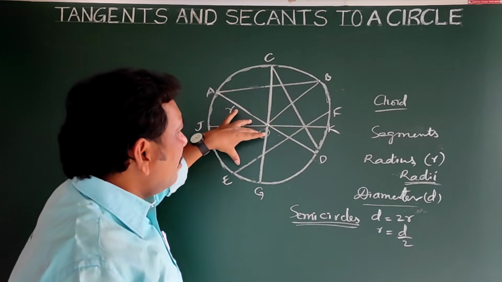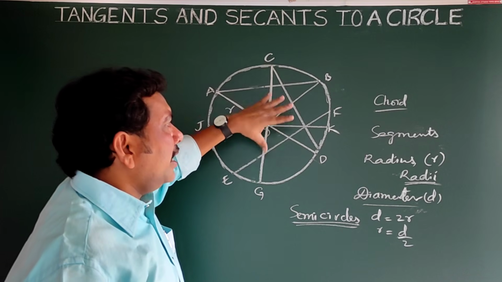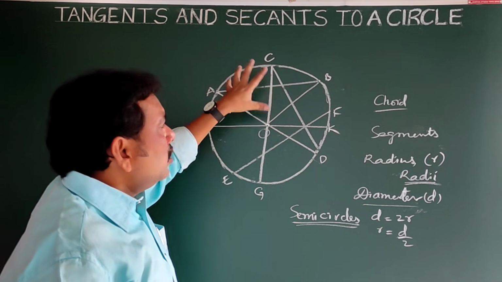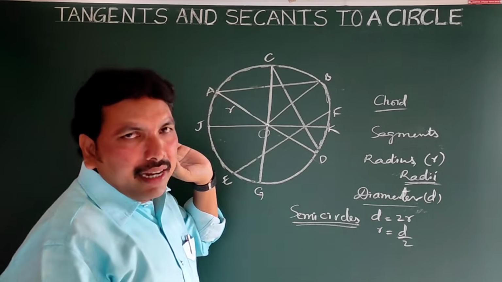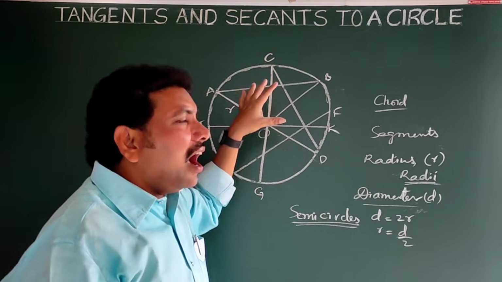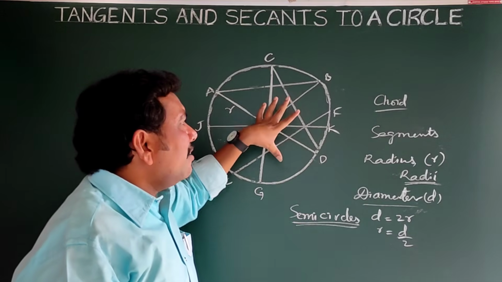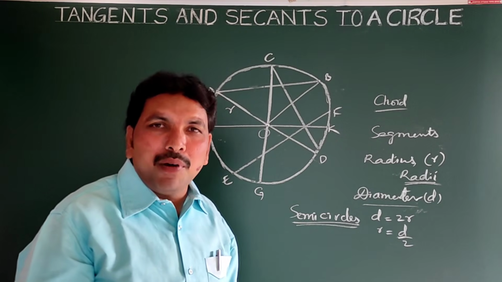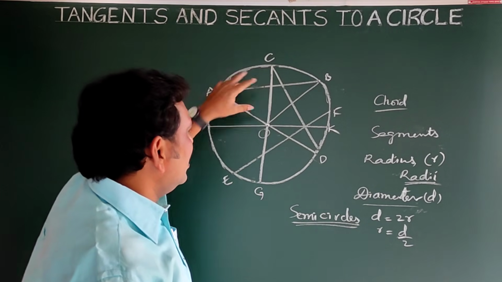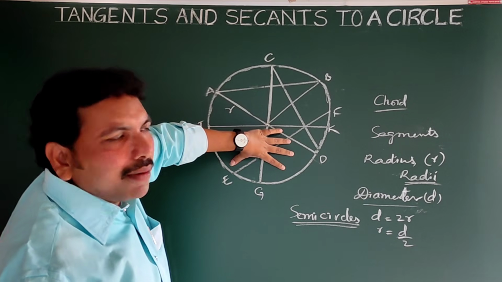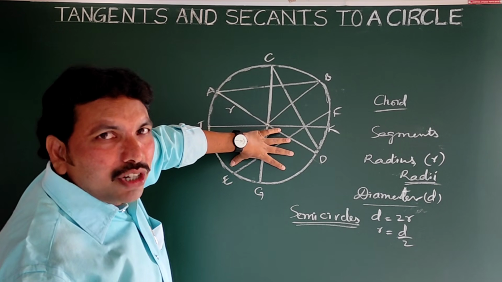Does this diameter divide the circle into 2 congruent parts or not? So this one, this one. These are half circles, simply meaning semicircles. So JK divides the circle into 2 congruent parts. Those are called semicircles. So this is one semicircle, and this is one semicircle. Understood clearly?